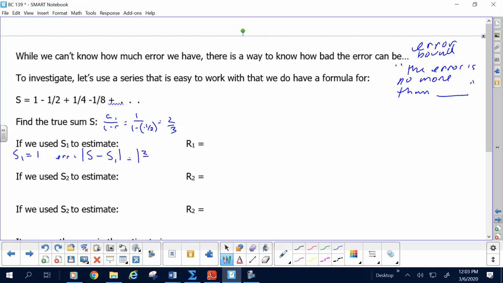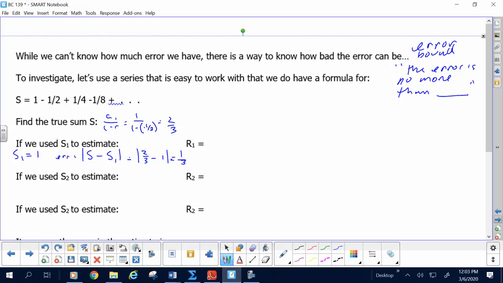true sum is 2/3. And if we use S1, or just one term to estimate, then we get an error of 1/3. You follow? All right, now, what I want to do is tie this a little bit to the terms we left off. We get that error because we're leaving off terms.